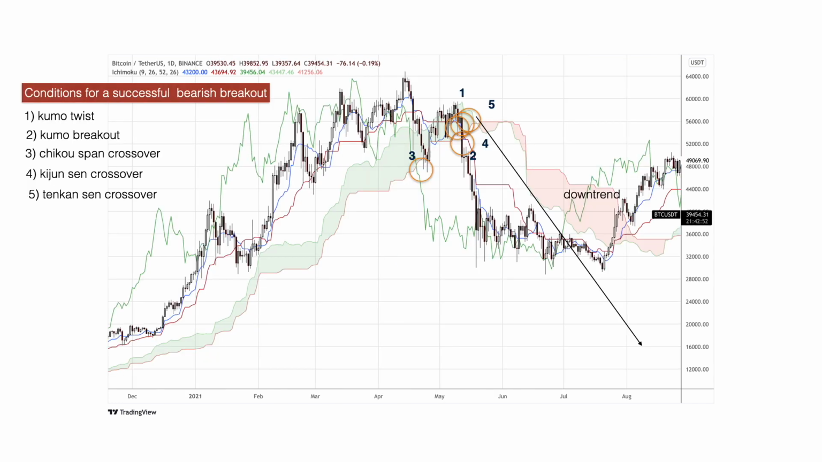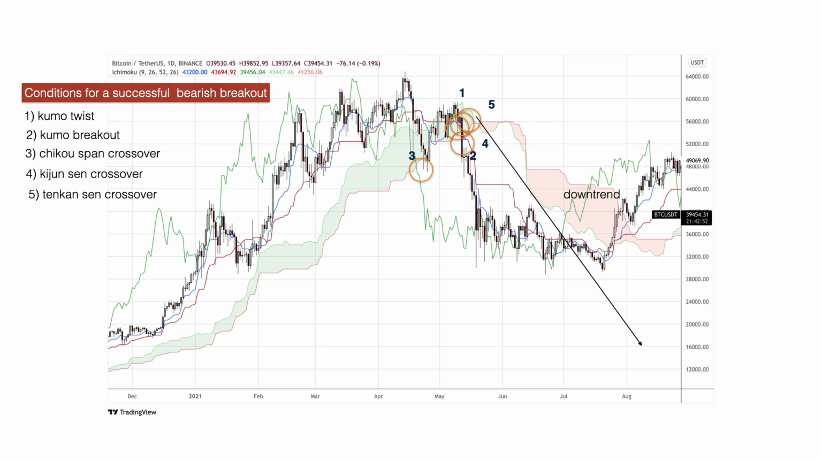So price reached a peak of about 64,000 and then started hesitating. It started to give bearish signals using Ichimoku. What are these bearish signals? What are the conditions for a bearish breakout using Ichimoku? First is a Kumo twist.